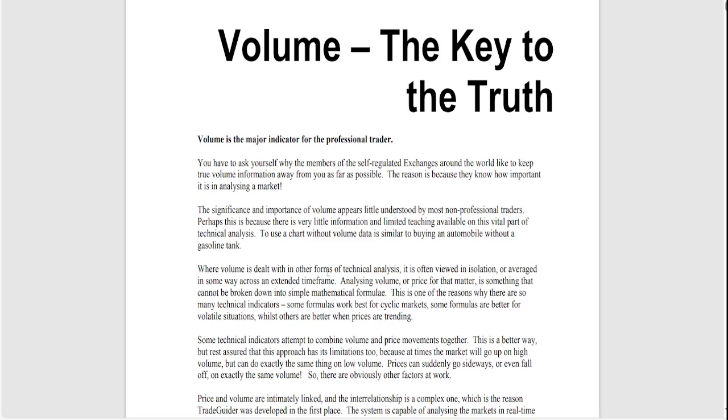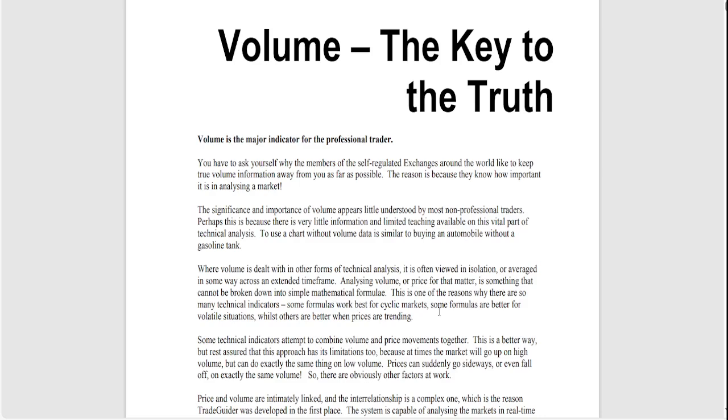Many people use volume, but they use it in isolation or average it. Analyzing volume and price, for that matter, is something that cannot be broken down into a mathematical formula. Reading volume is slightly tough. We cannot make software that will help you read the volume. You just have your own market judgment on the volume. I will help you in my coming lectures on how you have to use the volume.